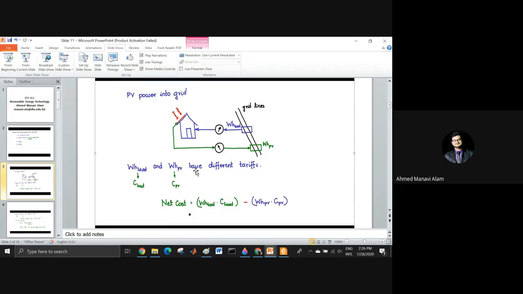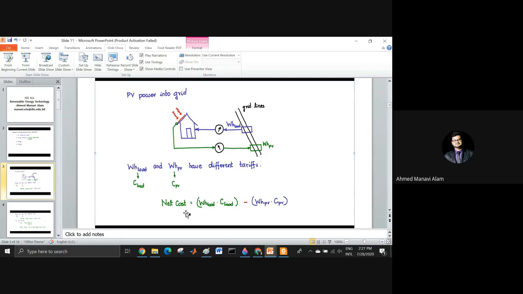If you have any question, you can turn on the mic and ask the question. This one is you buying, you are buying for your house. And this one is you selling. If your buying and selling are the same, then the net cost will be 0. This is our target actually. That means you have to generate a higher and higher amount of PV output, PV power, so that the net cost can be 0.